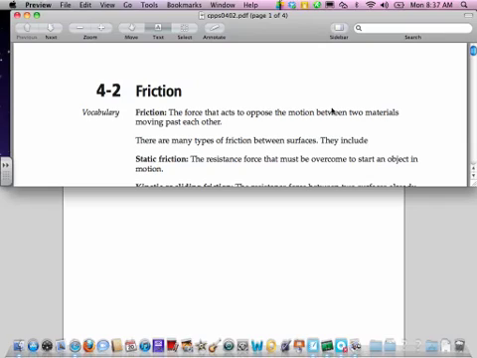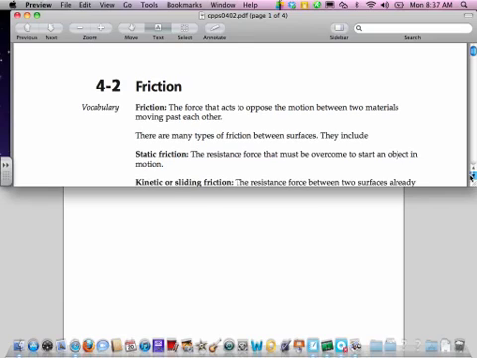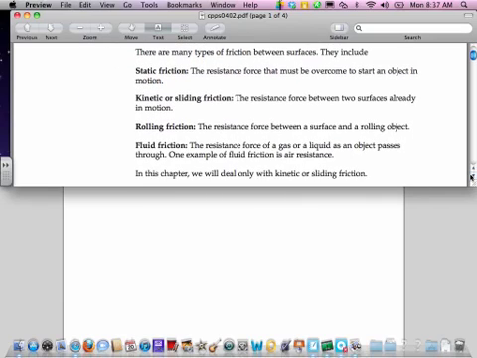All right, let's talk about friction. Friction is simply a force that opposes motion. So when two objects are trying to move past each other, friction is the force that slows that down, that opposes that motion. And there are multiple kinds of friction. You could have static friction. That's when the two objects are at rest and then you try to push them. It usually takes more to get it started going than it does when it's actually moving.